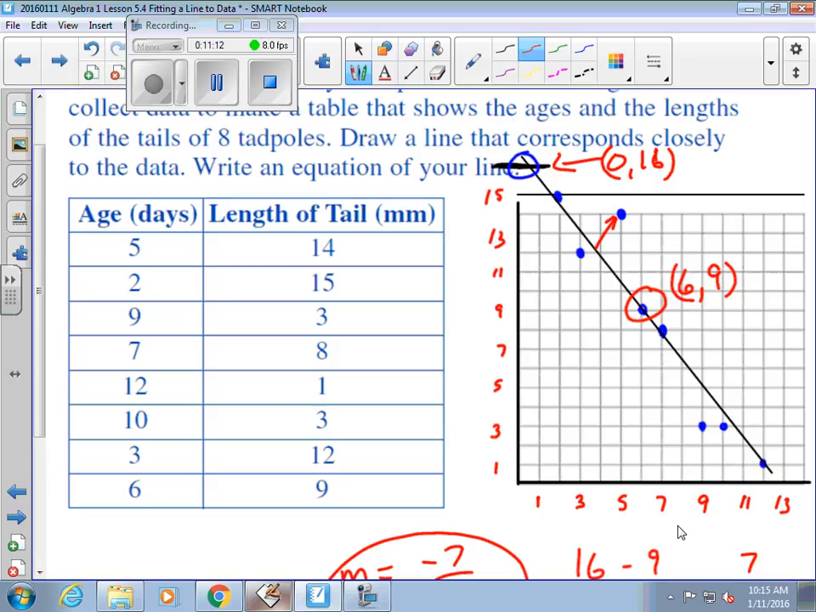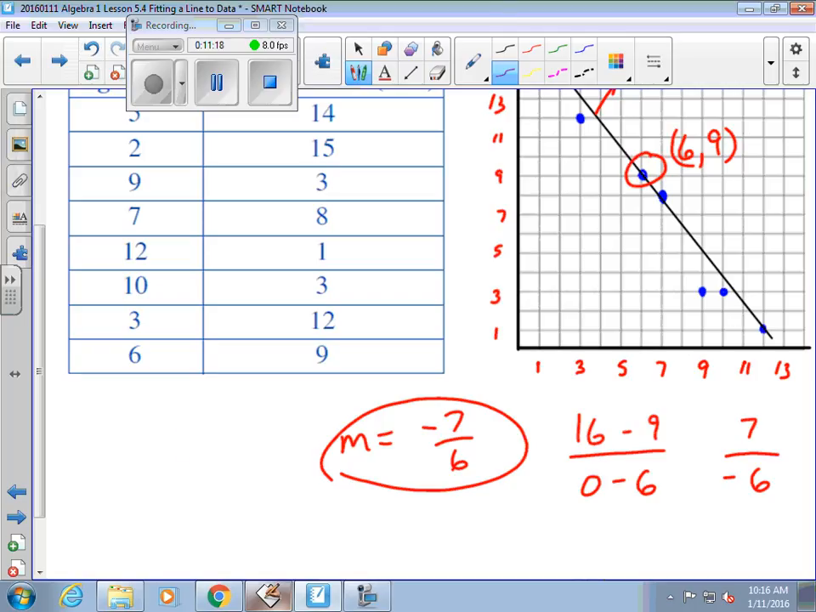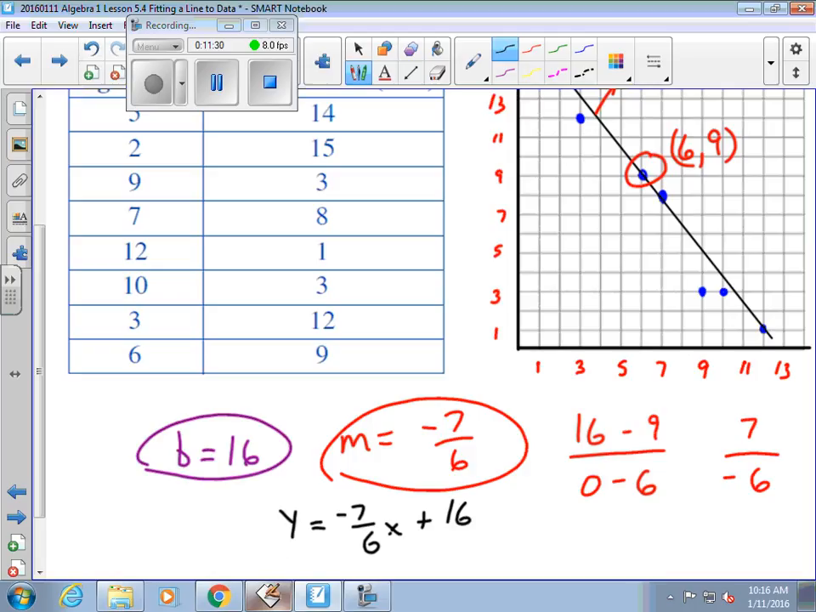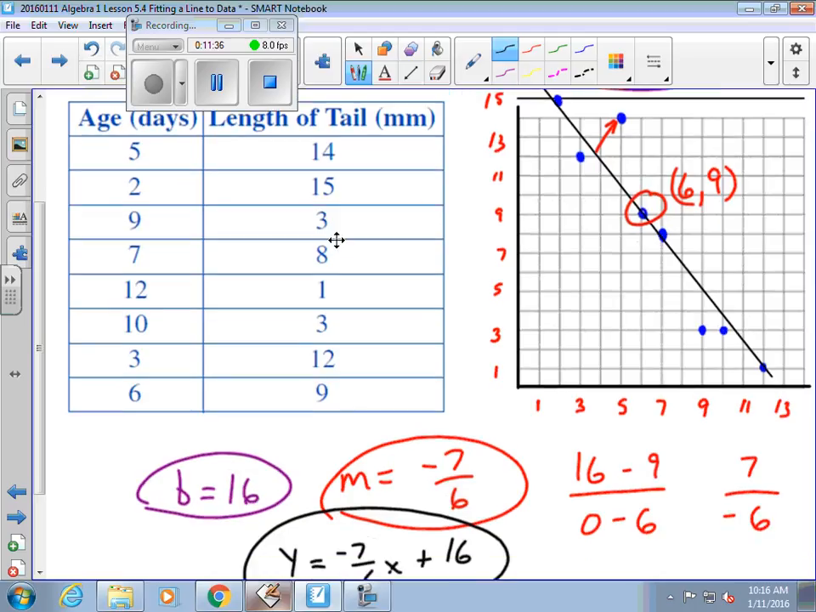Just for simplicity's sake, to where we can get all back to the same spot, this is your y-intercept, 0, 16. So your b value then is 16. So therefore, you can write your equation based on that. Y equals mx plus b. Y equals negative 7 over 6x plus 16. That's the best line to go with the data that's given.